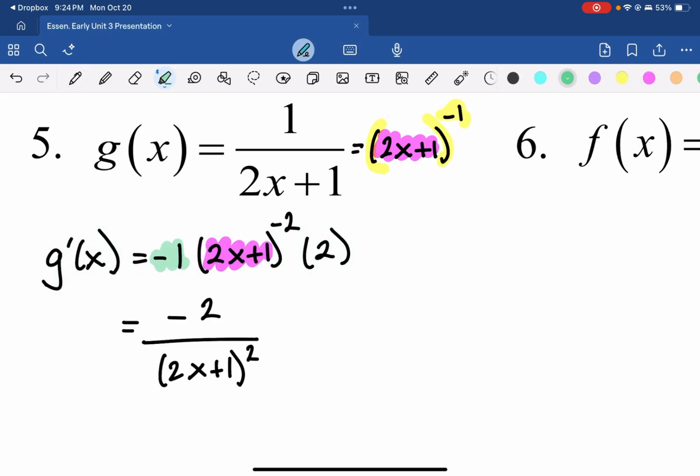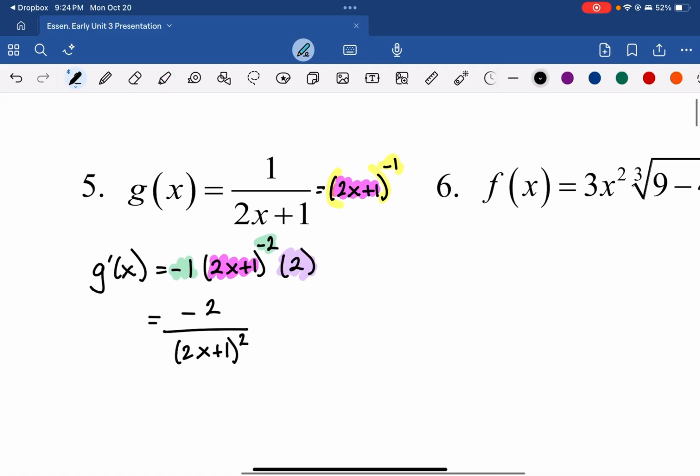Color code. Right, and like I said, this one you could do the quotient rule instead. It's going to give you the same thing. Okay, so can kind of use both of those.